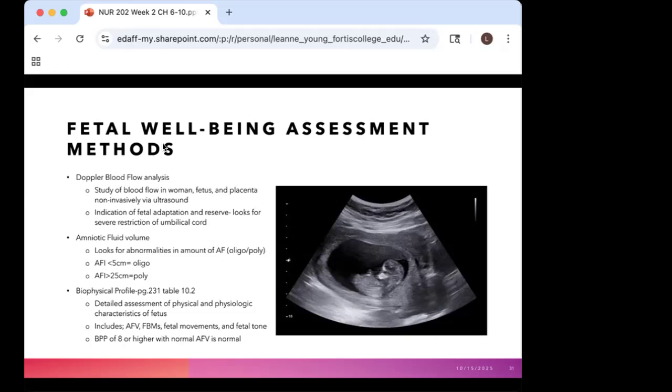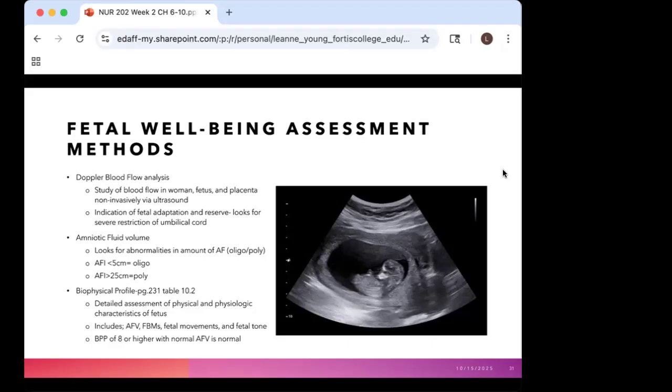An AFI, we want to look for the amniotic fluid index. We're looking at the amniotic fluid volume, the amount of amniotic fluid that they have, which, as we were talking about in previous slides, is really important because it provides the nourishment and the protection for the baby when they're in utero. So we're looking for abnormalities in the amount of amniotic fluid, which is your oligo and your poly.